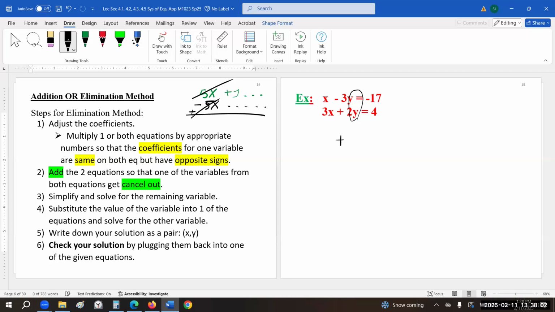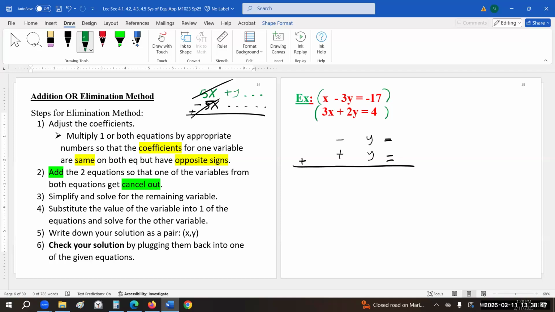We already have plus something Y and minus something Y, and our goal is that when you add them, they cancel out. Okay. So what coefficients can we have in front of them so that when you add them, they'll cancel out? That coefficient is related to both 2 and 3. It means we have to multiply both equations by something so that both 2 and 3 turn into the same number.